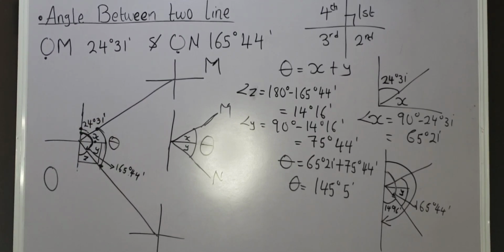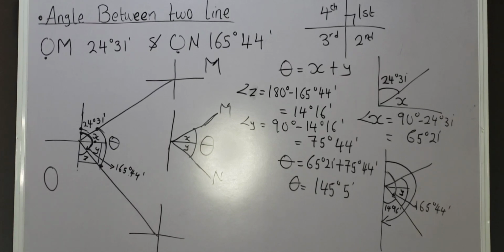Do you understand? So that is how to calculate the angle between two lines. If you didn't understand, you can go back to this video and watch it again. You understand? So that you can understand how to calculate the angle between two lines. So now let us proceed to another example.